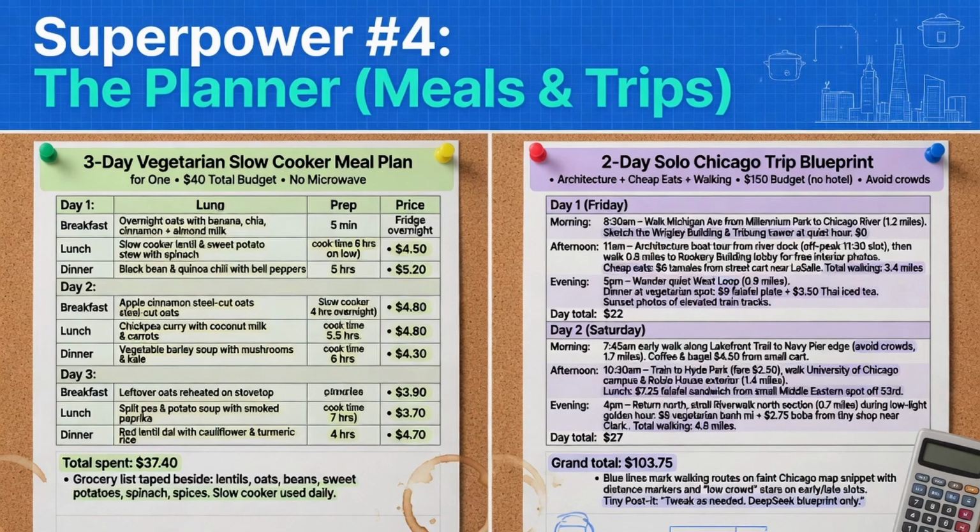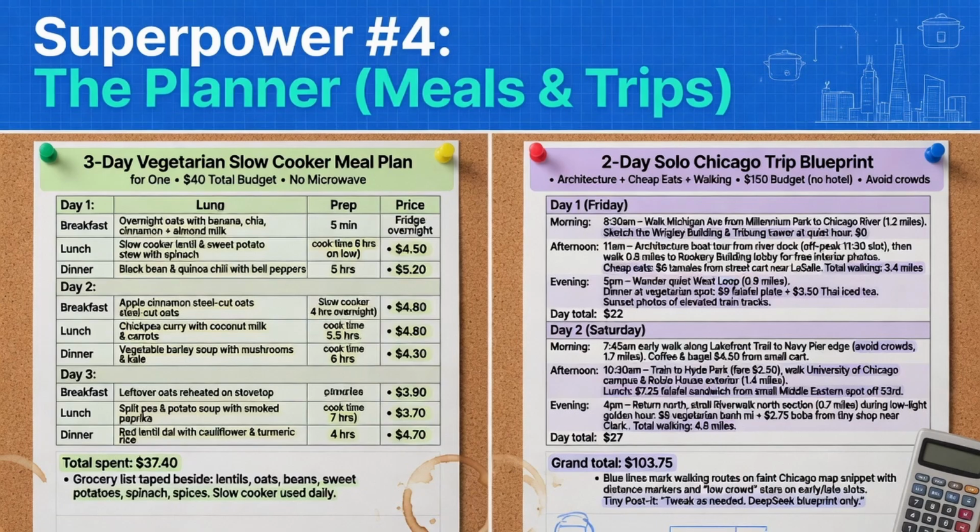Context. I have a slow cooker, no microwave, and I don't eat meat. Budget, $40 total. Format, breakfast, lunch, dinner for each day. Include approximate cook time.